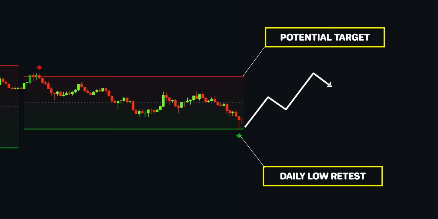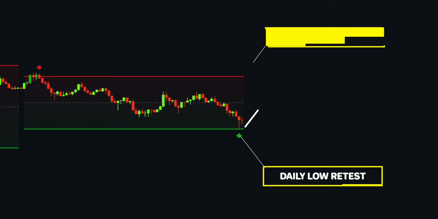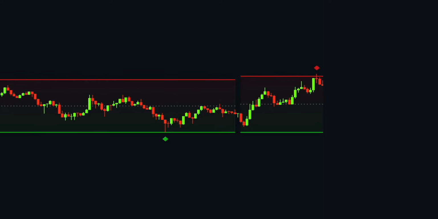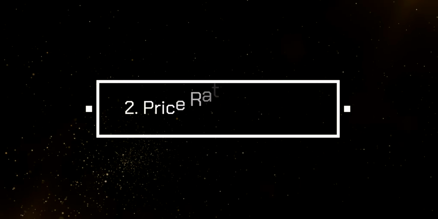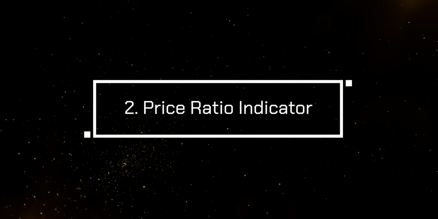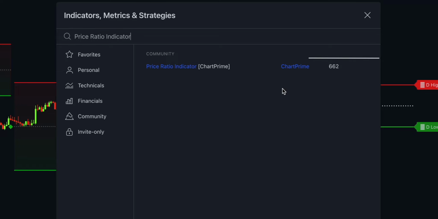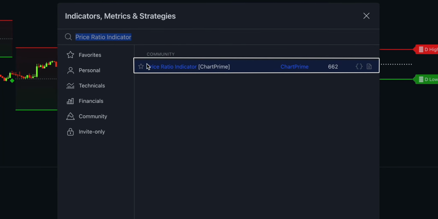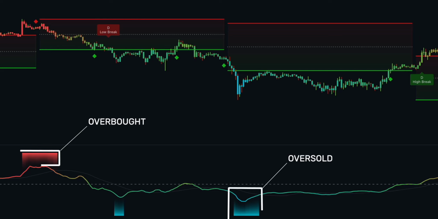The best strategy is to combine this tool with volume and trend analysis and simply buy near support and sell near resistance levels. Here's an example of a profitable beginner strategy with this tool. For this strategy, we'll add another indicator, which actually takes our second spot. This tool is called a price ratio indicator. It uses a similar concept to RSI oscillator, but the reading is much more accurate.